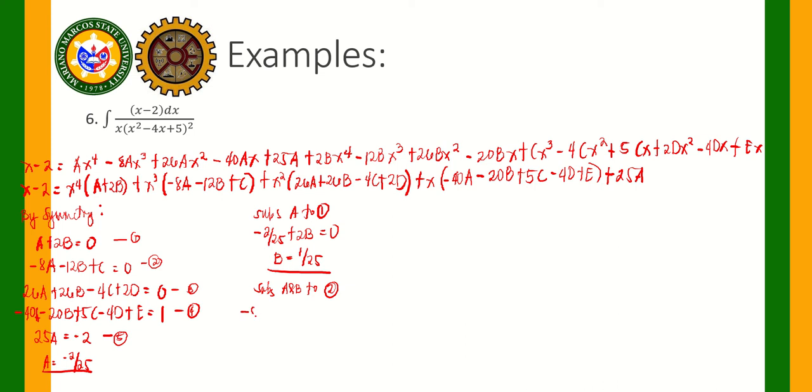So this will be equal to negative 8 times A, that is negative 2, negative 8 times negative 2 over 25 minus 12, what is B? 1 over 25 plus C equal to 0. So if you're going to solve this one, you will have a value of C equal to negative 4 over 25. Yung computation ng mga to, i-verify nyo na lang when you watch this. Tapos, i-compute nyo na lang to. You will get a value of negative 4 over 25.